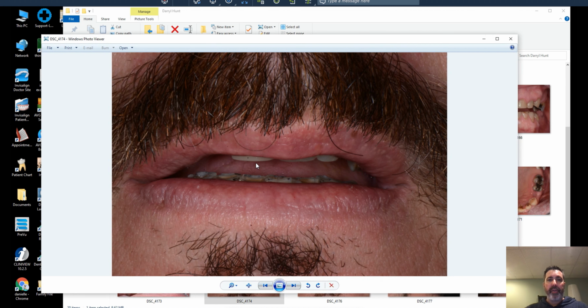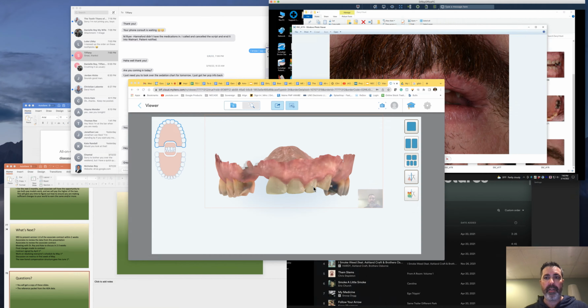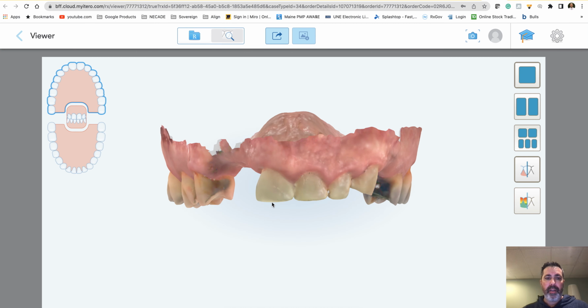So we have this rest photo here. We have his wax rim right there. These are gone, but we can tell the lab, please match the occlusal plane to the incisal edge of number 8. What other information might we want to convey to the lab for this interim partial?